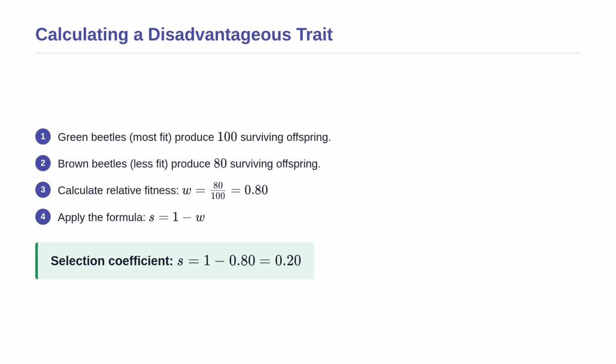Now we plug this into our formula. S = 1 − 0.80. Our final answer is a selection coefficient of 0.20. This means the brown beetles suffer a 20% reproductive disadvantage.